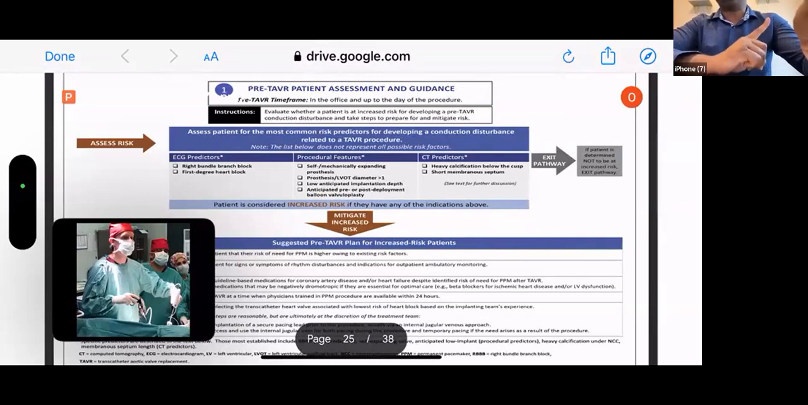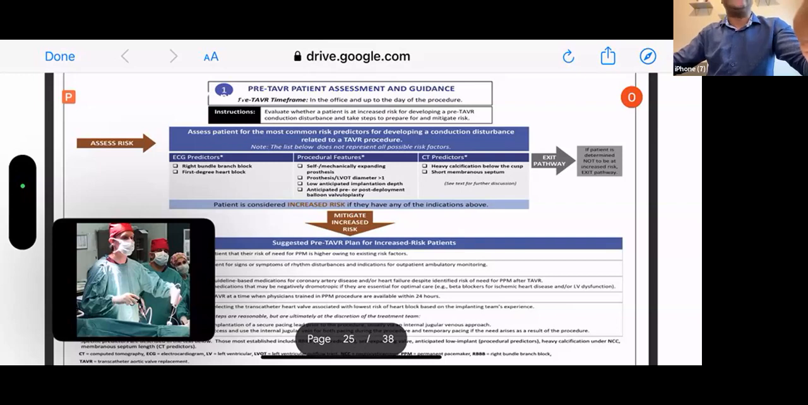And then one important thing is that if they're on any medication, whether it be a beta blocker that they need for any indication, either for ischemic heart disease or for left ventricular dysfunction, the recommendation is not to stop those medications. If they've been stable on those medications prior to the TAVR, and they have any of these risk factors, first degree heart block or right bundle branch block, the recommendation is do not stop them, because studies have shown that they do worse if you stop those medications. So continue those medications if the patient has been stable on them prior to the TAVR, even if they have the high risk factors, such as right bundle branch block.